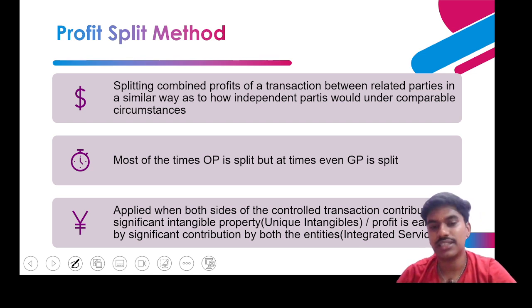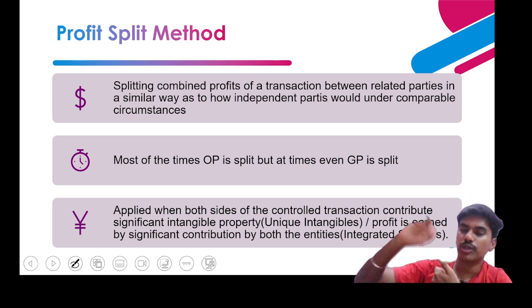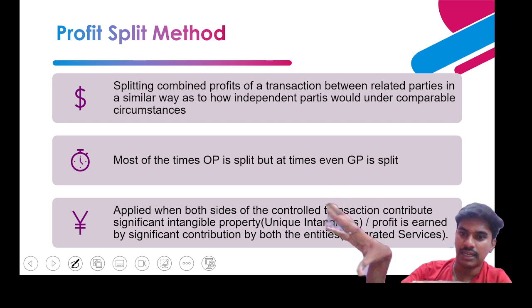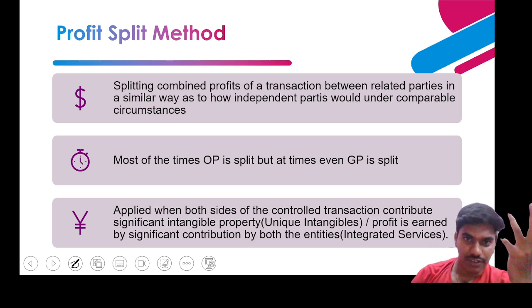So the next point is that it is to be applied when both sides of the controlled transaction contribute significant intangible property, or profit is earned by significant contribution of both entities. This second part is what we just discussed: Karthik is in India, Sudarshan is in Australia. That situation is this second part. Profit is earned by significant contribution of both entities, India and Australia. What is the first part, sir?